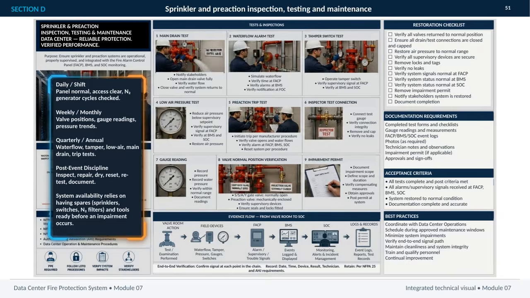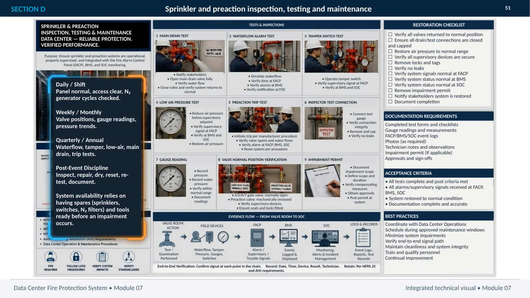This section focuses on maintaining reliable sprinkler and pre-action protection through disciplined inspection, testing, and documentation. The goal is not simply to confirm that equipment is present, but to verify that the entire protection and monitoring chain works as intended, from the valve room to the FACP, BMS, and SOC. End-to-end signal verification is the central concept.